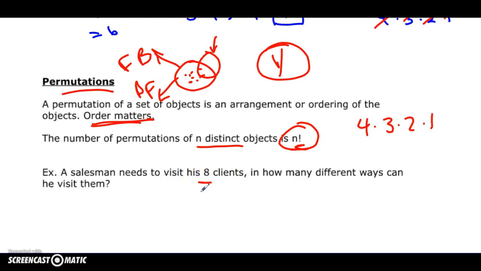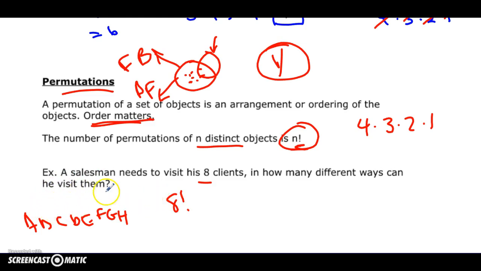If I'm a salesperson and I want to go around and visit my 8 clients, how many different ways can I visit them? Well, it's going to be 8 factorial different ways. If I have my different clients, client A, client B, client C, D, E, F, G, and H, and I want to figure out how many different ways I can see these people, there's tons. There's actually 8 factorial, 8 times 7 times 6 and so on.